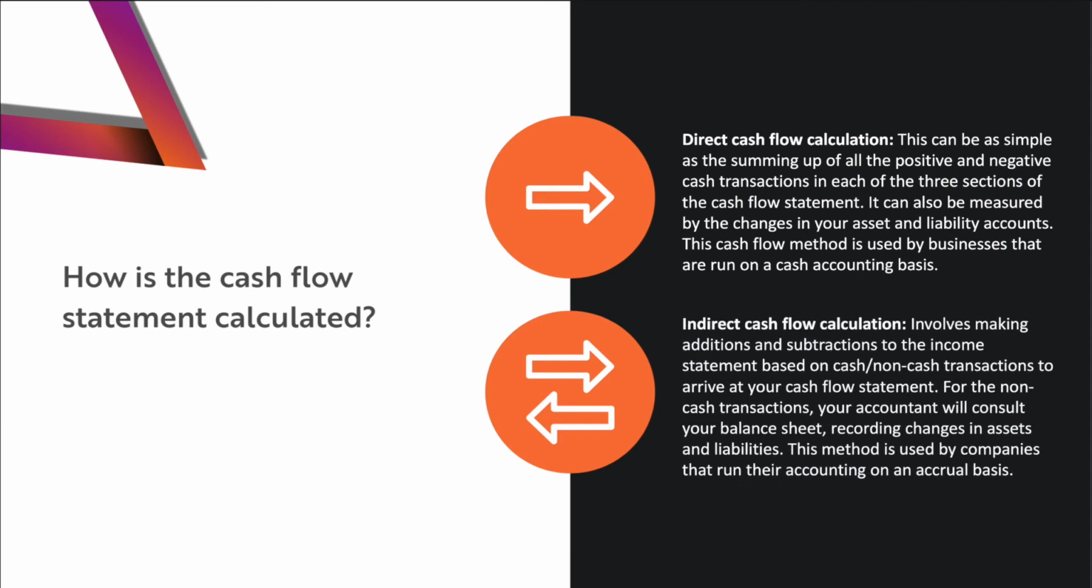The other side is the indirect cash flow calculation, which involves making additions and subtractions to the income statement based on cash and non-cash transactions to arrive at your cash flow statement. For non-cash transactions, your accountant will consult your balance sheet, recording changes in assets and liabilities. This indirect method is mostly used by companies that run their accounting on an accrual basis.